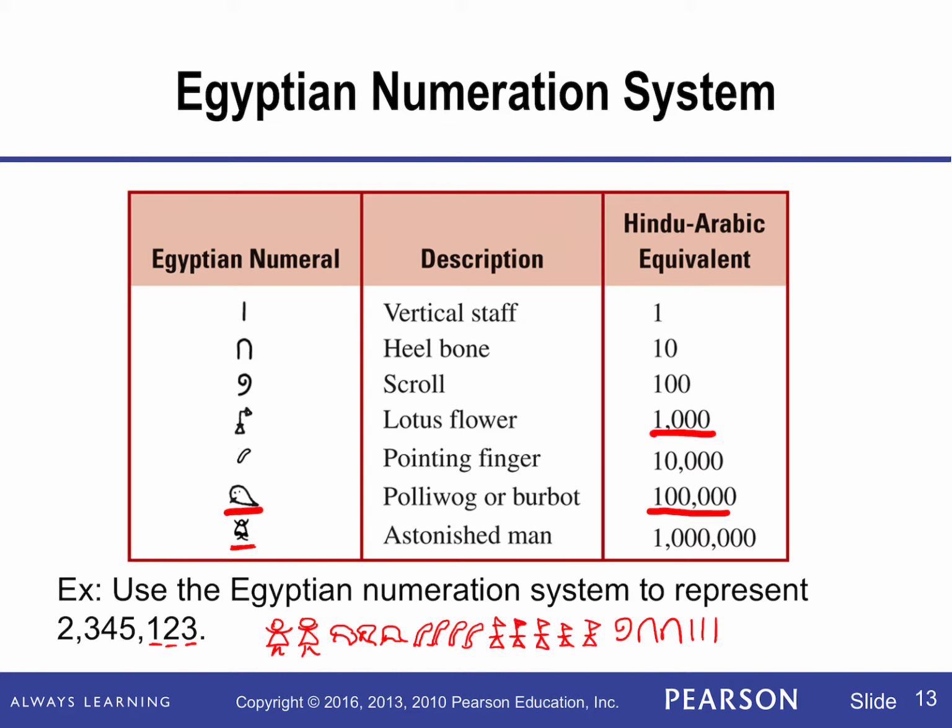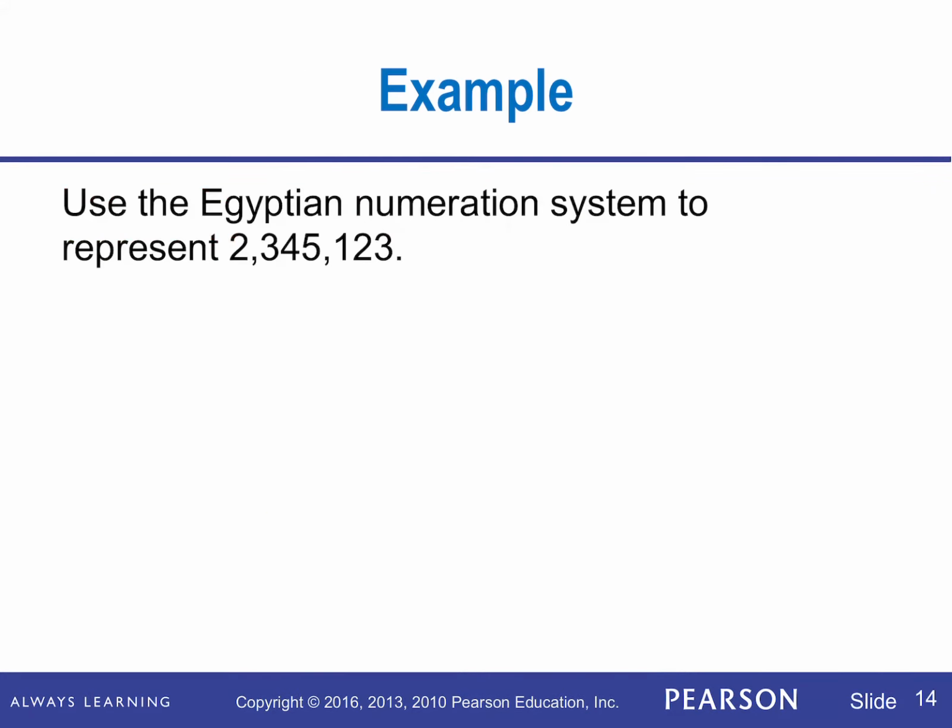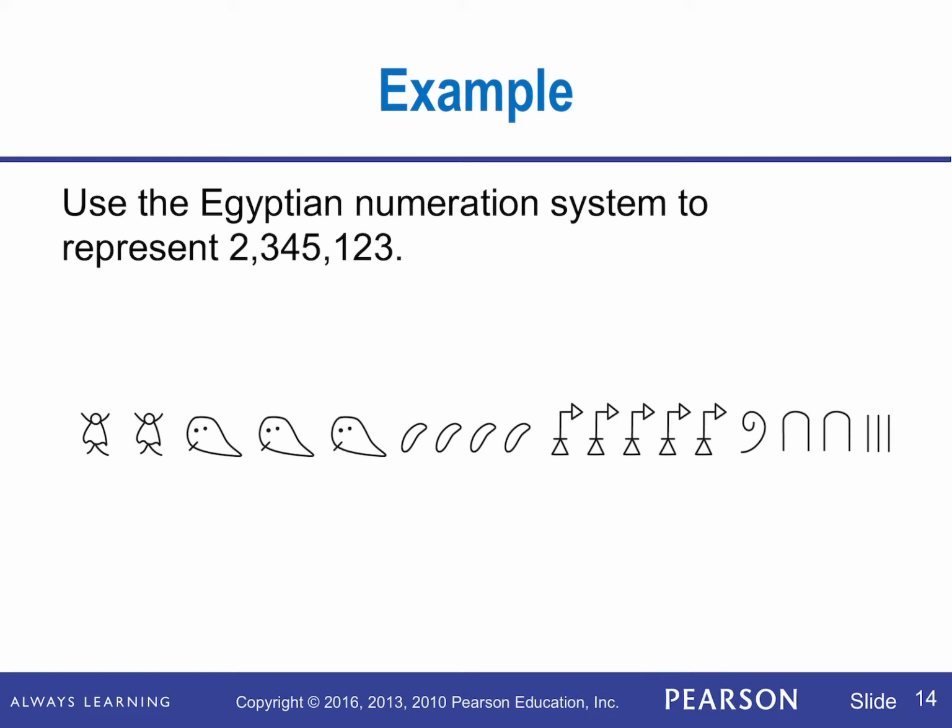2,345,123. And it's not too bad to go backwards from this either. You just look at the symbols in your table and write the numbers that they represent. All right, here's a better picture of that.